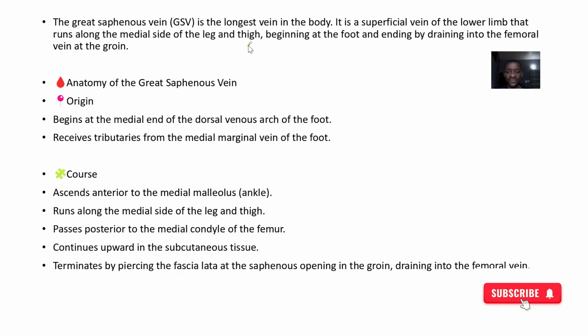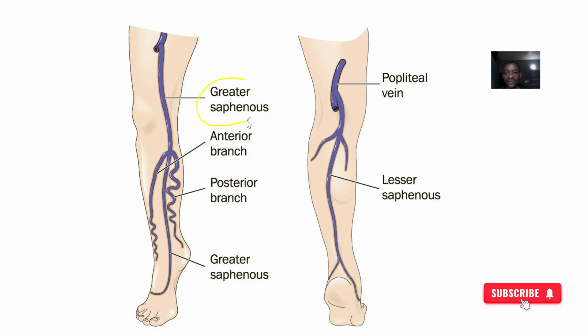So the great saphenous vein, you should know that it is the longest vein in the body. It's the biggest vein in the lower limb too. Alright, so it's the superficial vein of the lower limb, and it runs along the medial side of the leg. When they say medial, it's just inward. Okay, something that is outside is what? Lateral. So it begins at the foot and it ends by draining into the femoral vein at the groin.